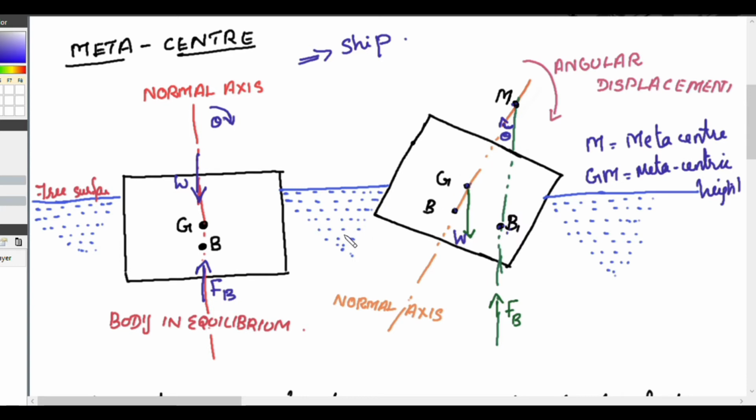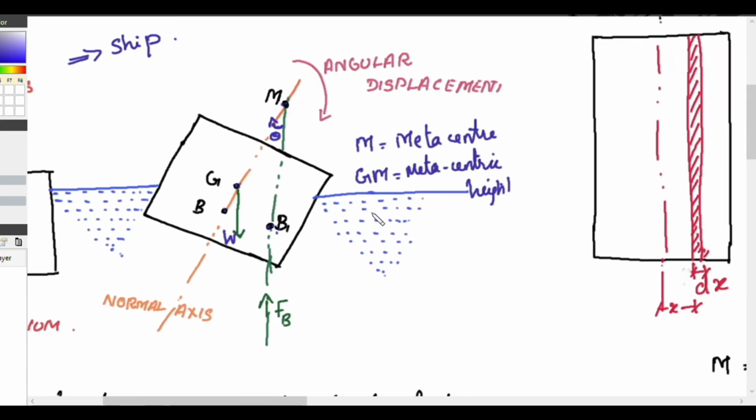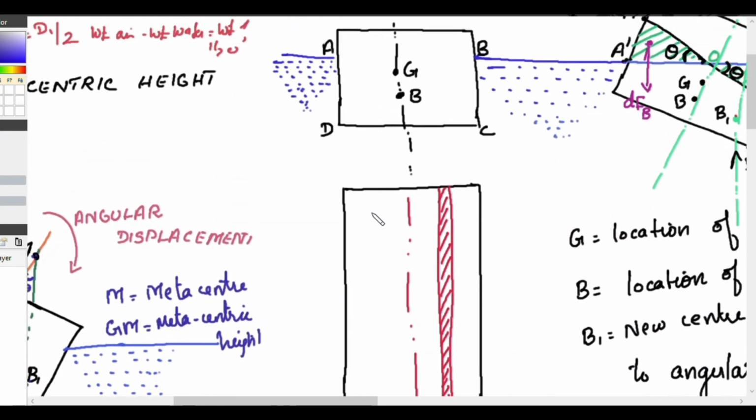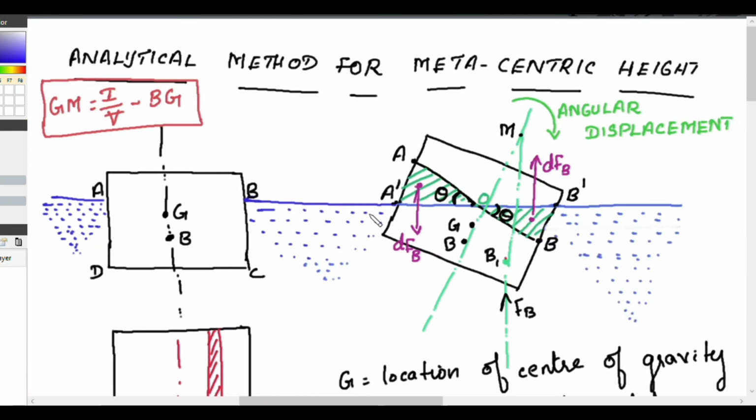Now, we will see how to find the formula. We are going to derive the formula for metacentric height. We can derive this using two methods. The first method is the analytical method and the second method is the experimental method. Today we are going to see the derivation using the analytical method. Then we will solve the problems. Afterwards, we will go for the experimental method. So, the analytical method for metacentric height.